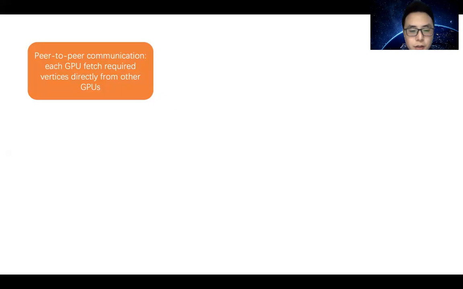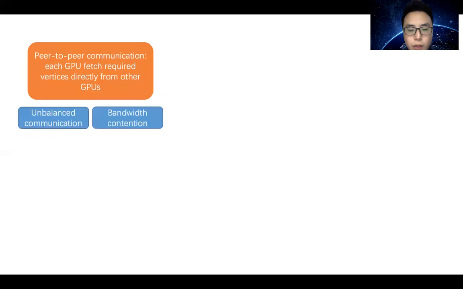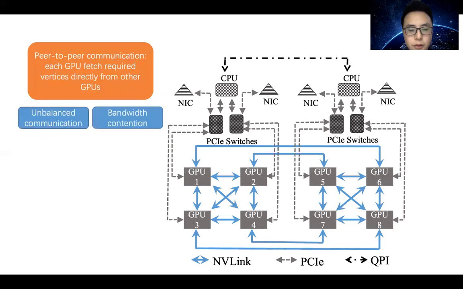Peer-to-peer communication is the most straightforward strategy. In peer-to-peer communication, each GPU fetches the required vertices from other GPUs directly. However, it has two problems because of the complex GPU topology, which are unbalanced communication and bandwidth contention. Let's use the DGX GPU server as an example. There are 8 GPUs on 2 CPU sockets in the server. Some GPUs are connected with NVLink links, while others may need to go through PCIe and QPI links.